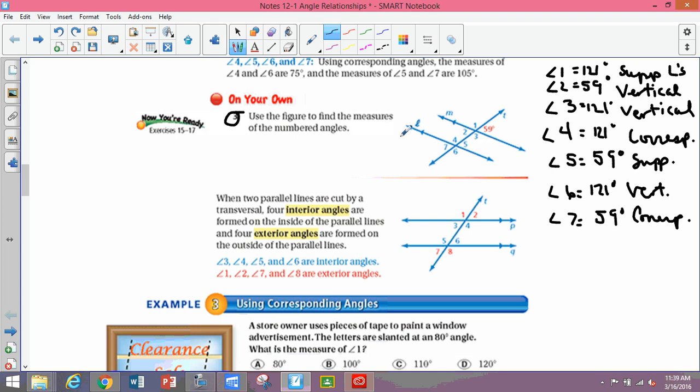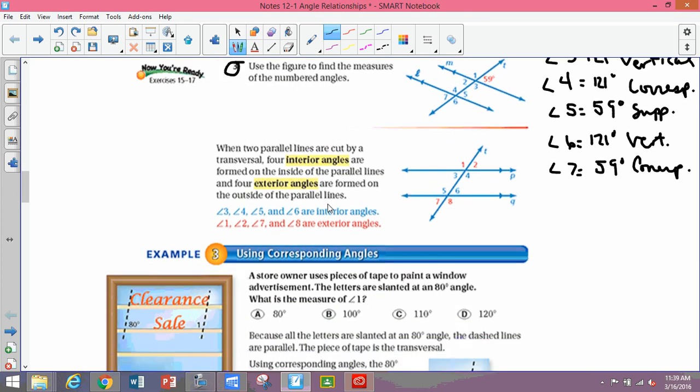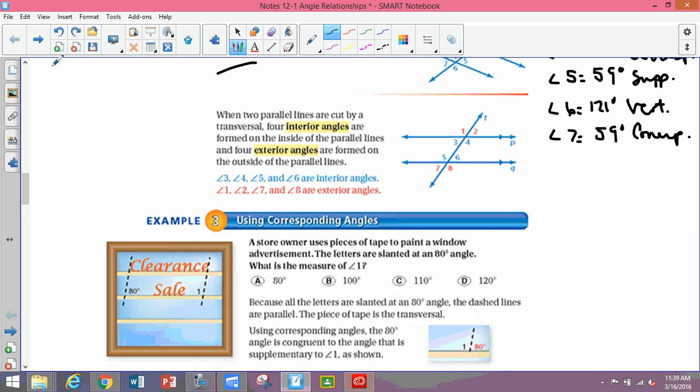You could say supplementary, or you could say here they are corresponding, okay? Or you could say here they're vertical. There are 3 different reasons you could put down, okay? All right, we're moving on to the next item.